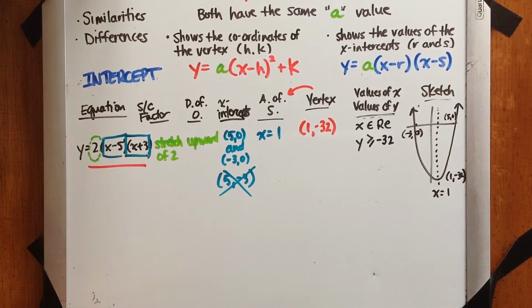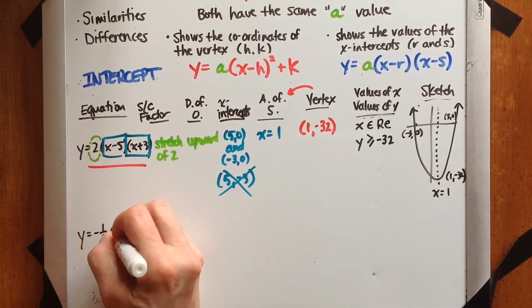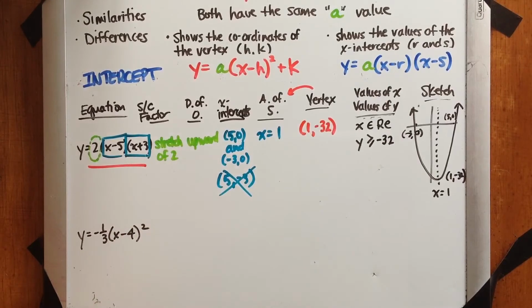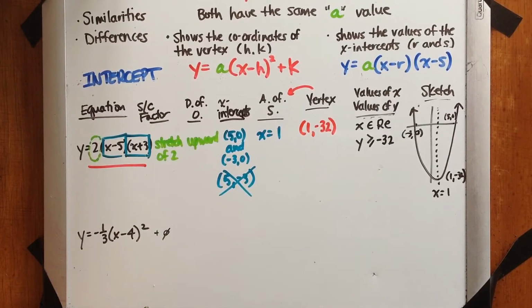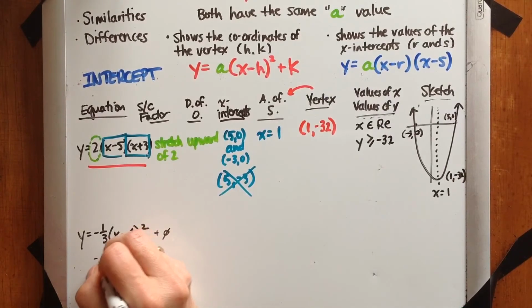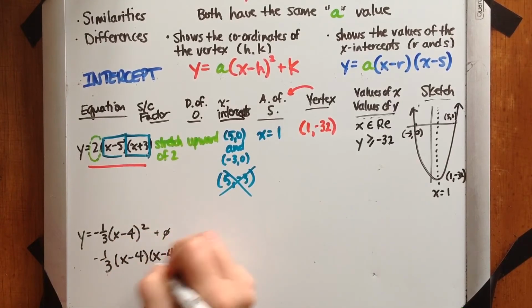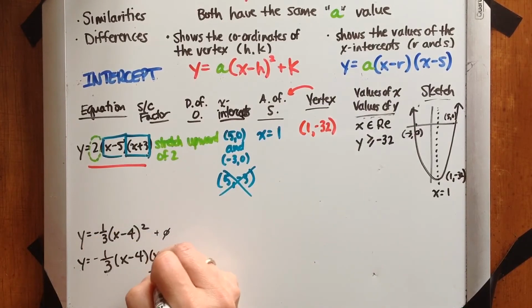Let's go to the final one. Let's do y equals -1/3 times the quantity x minus 4 squared. Now this one is kind of funky because it actually looks like it's in vertex form with a +0 on the end here. Okay? And it would be. But another way to think of this one might be like this: the binomial squared. And in which case it would look like it's in intercept form.